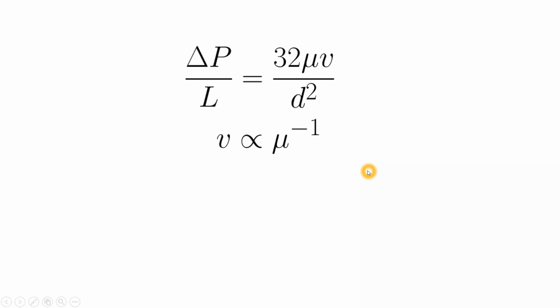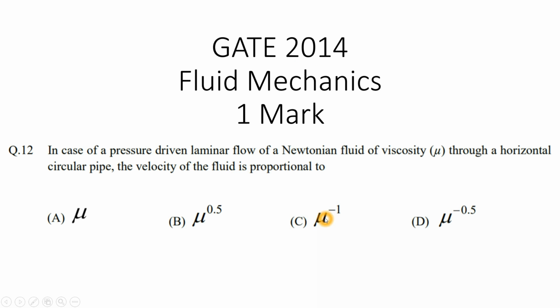For this we use the Hagen-Poiseuille equation. The Hagen-Poiseuille equation is used in laminar flow. Delta P by L, where L is the length of the pipe, is equal to 32 mu V upon d square. From this you can see here mu into V is constant, because delta P is constant, L is constant, d square is constant and 32 is also constant. So from this we get V is proportional to mu inverse. From this you can see here option C is correct.